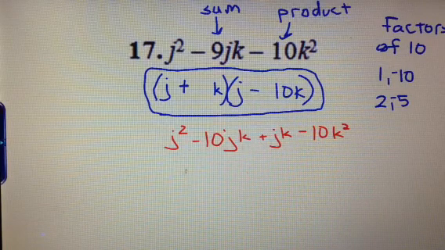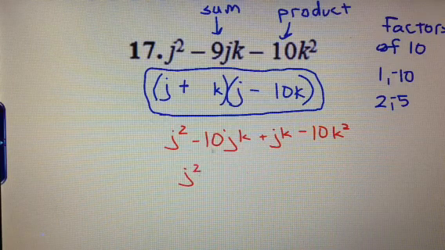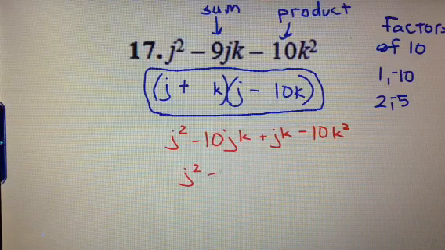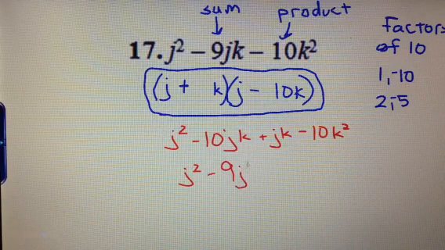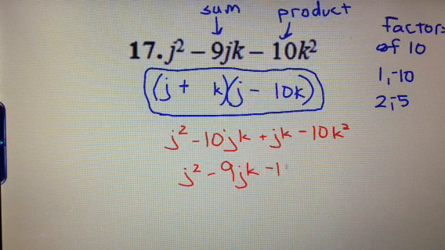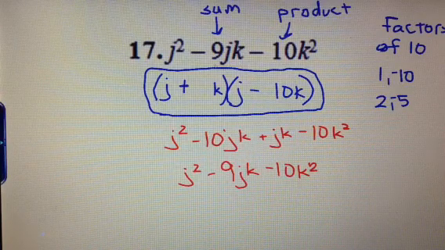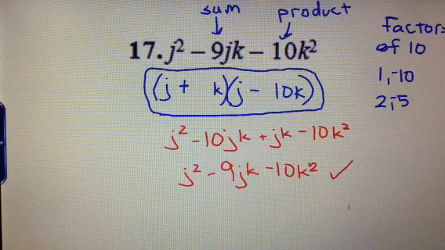We'll combine our like terms, and negative 10jk plus positive 1jk is negative 9jk. So we're done checking with the FOIL method. We can look up here and verify that it is in fact the same thing, so it checks.